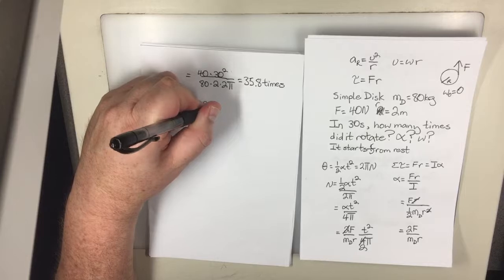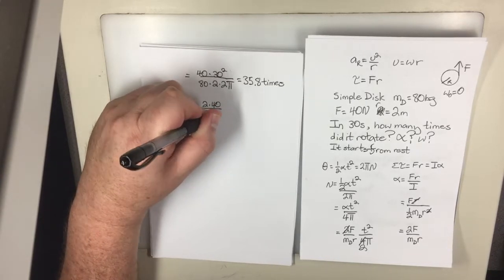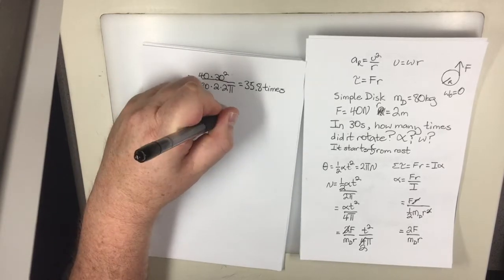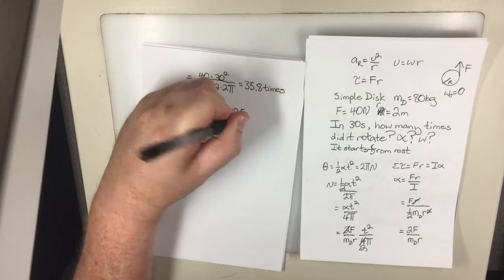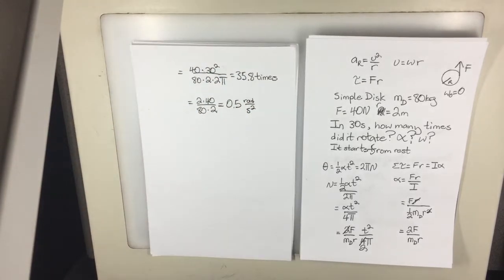2 times 40 divided by 80. Oh, I love numbers when they cancel. Divided by 2, so it is 0.5 radians per second per second. That's its angular acceleration. Throughout the motion, it was accelerating at half a radian per second per second.